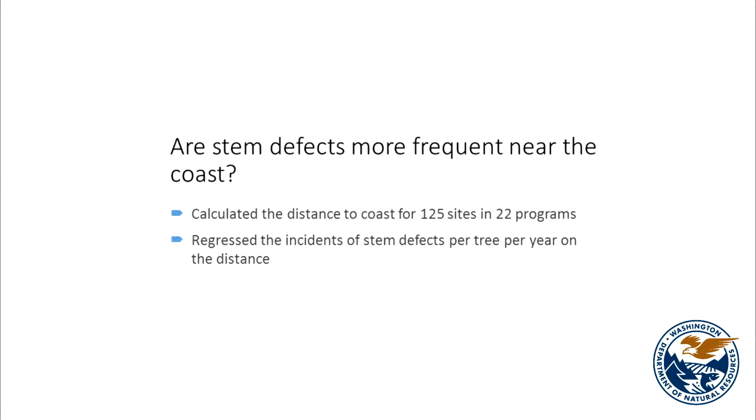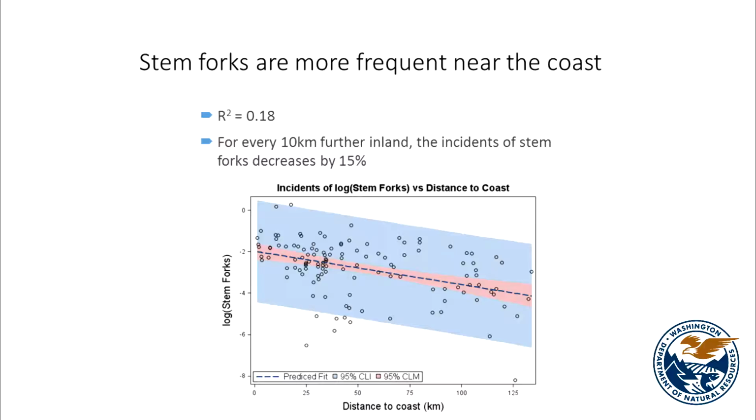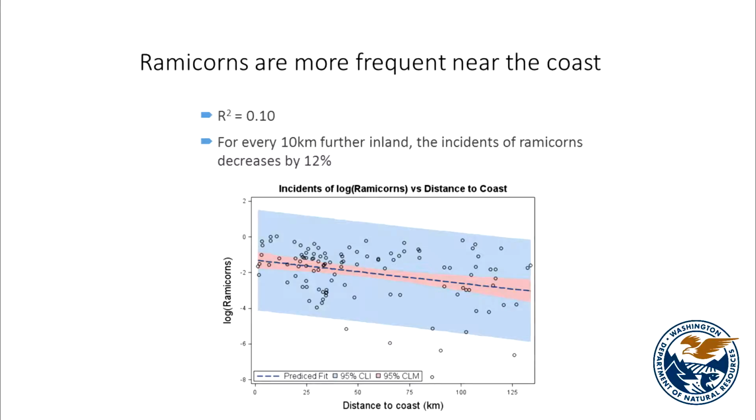So the other part of this was, are we seeing more stem defects near the coast? And again, the answer with that is yes. For every 10 kilometers you go further inland, you can expect to see your incidence of stem forks decrease by 15%, and you can expect to see the frequency of your ramicorn branches decrease by 12%.